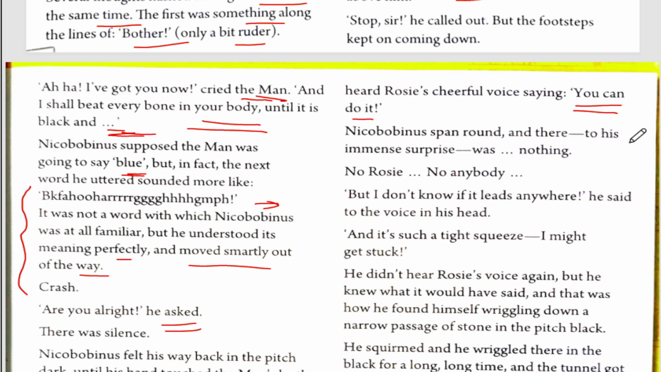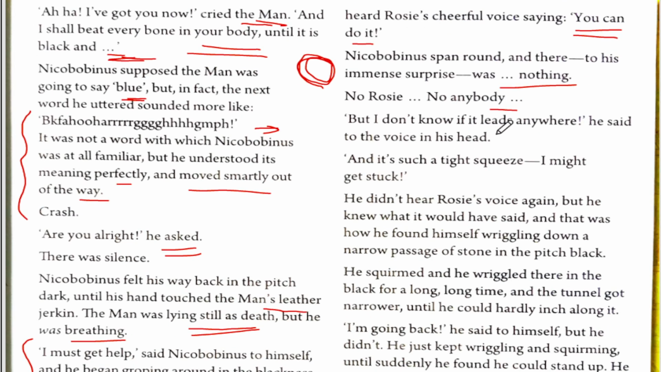Nicobobinus spun round, and there, to his immense surprise, was nothing. Nicobobinus was looking around, but he couldn't see anyone there, and he was quite surprised. No Rosie, no anybody, and there was no one. "But I do not know if it leads anywhere," he said to the voice in his head. Now, as if he was dreaming, Nicobobinus thought that Rosie said this to him, and filled with self-confidence, Nicobobinus felt that his best friend is supporting him and is saying that he can make this impossible thing happen.